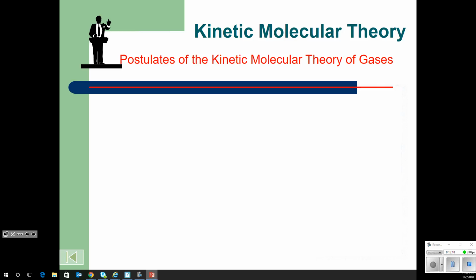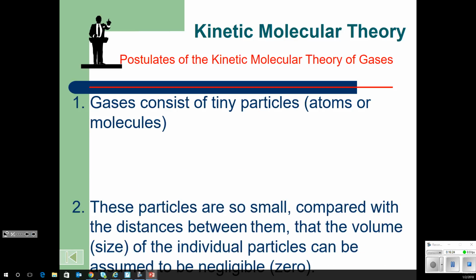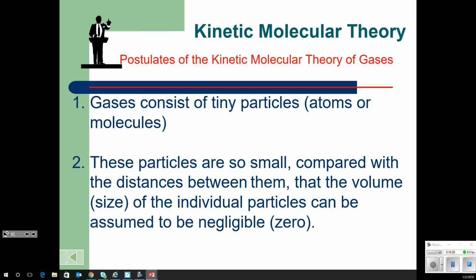Okay? All right, so here are the actual postulates of the kinetic theory. Number 1, gases consist of tiny particles, atoms or molecules.